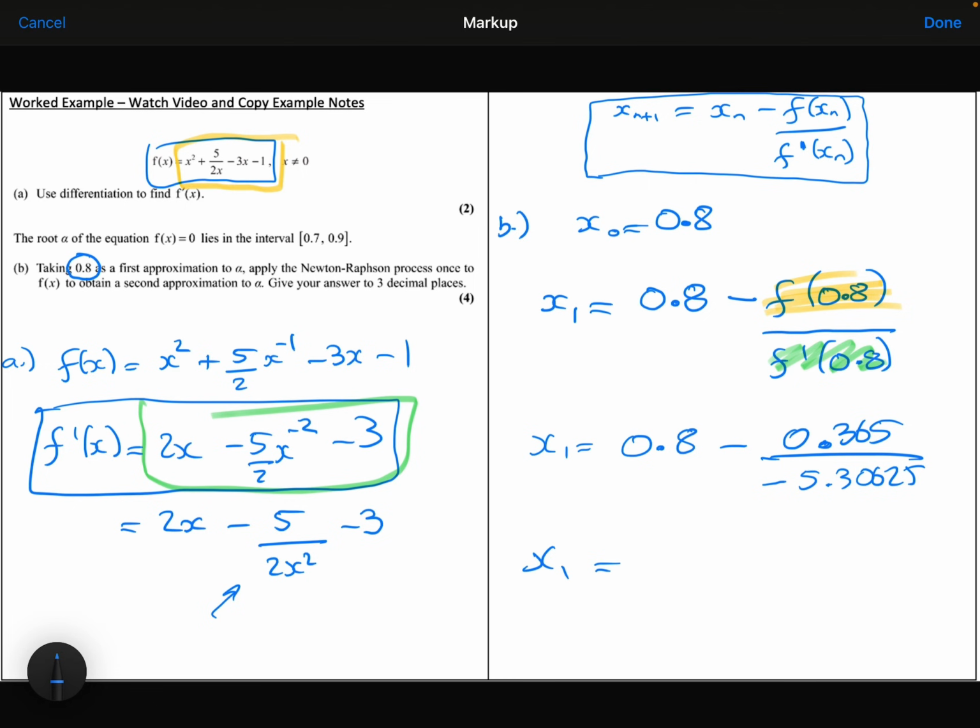So putting all that into my calculator then, 0.8 minus the 0.365 divided by the minus 5.30625, and I get 0.869 to 3 decimal places, and that is my second approximation for the root of that equation.